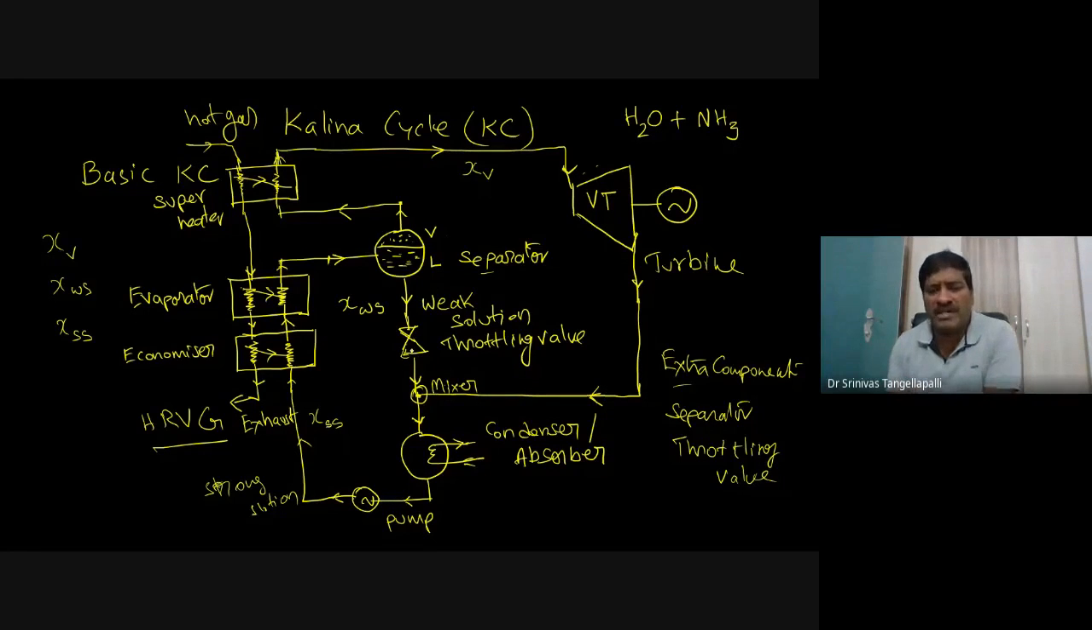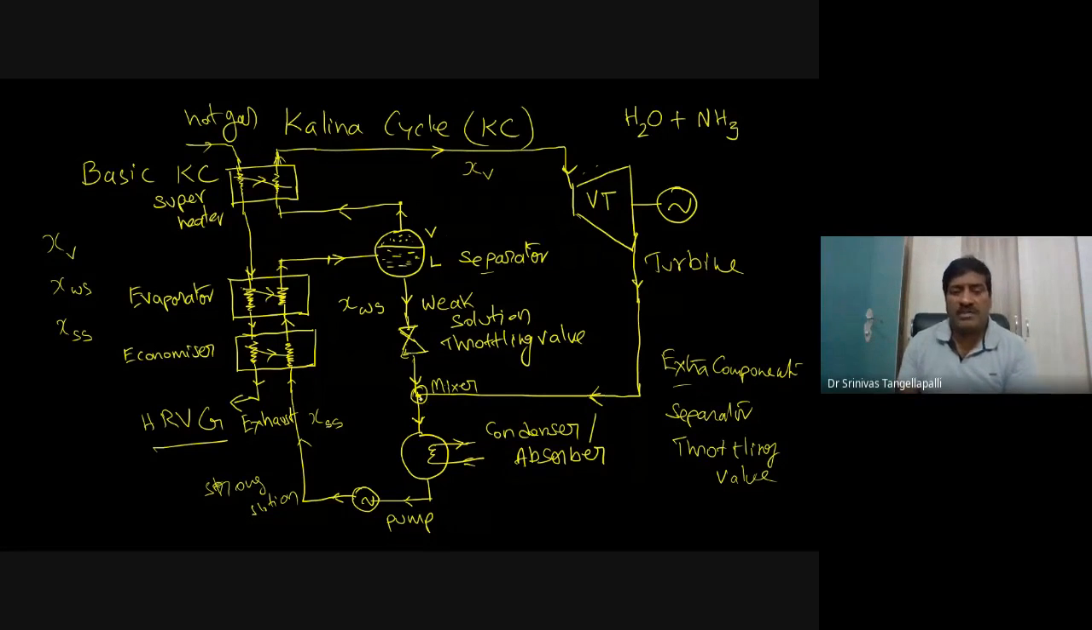Already we studied this throttling process in the refrigeration and air conditioning subject. Similarly, here enthalpy is constant in this throttling process, based on the isenthalpic assumption. The temperature at the exit of this throttling valve we can simulate from the thermodynamic process. And then the mixing process. Mixing is also one process, the opposite of the separation process. In the separation process, two fluids, liquid and vapor, are separated. In the mixing process, two fluids are mixed. That is, the weak solution is combined with the vapor, resulting in one more fluid that we call strong solution.